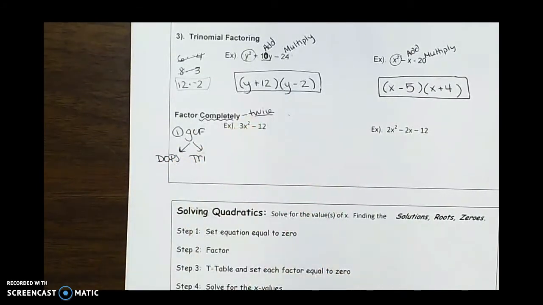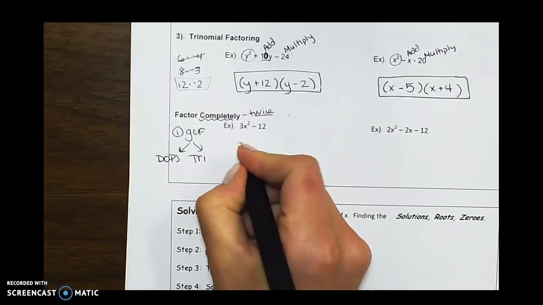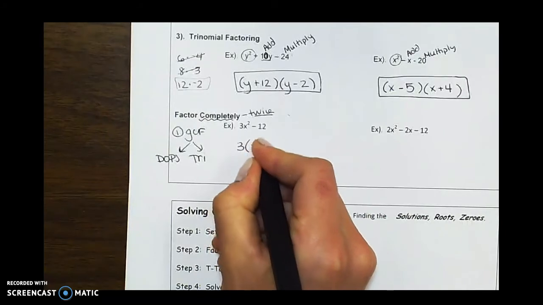So let's go ahead and take a look at our first example. Factor completely. So first we have to use GCF. So what do these have in common? They have a 3 in common. So I'm going to factor it out.